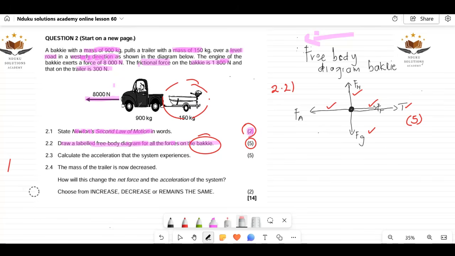And then we go to 2.3. It says calculate the acceleration that the system experiences. So this is where your free body diagrams are very, very important. So just to make our life much easier, I'm going to move everything to the right so we can do the free body diagram of the trailer, so that you can actually have all the forces clearly noted. That's just for you. They never said draw the free body diagram. Just to make your life simple, draw yourself a free body diagram also of the trailer to avoid making any mistakes.